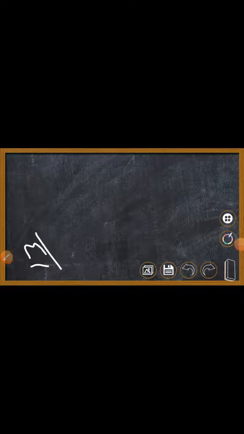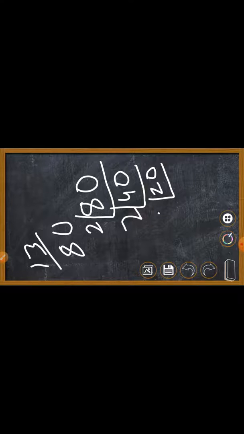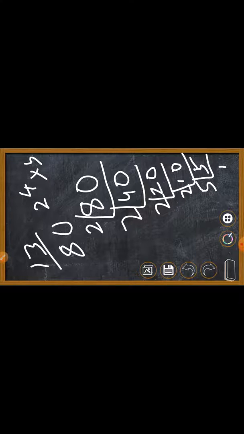So the fraction which we have is 13 by 80. What we are going to do is prime factorize the denominator. If we prime factorize the denominator, 2 40s are 80, 2 20s are 40, 2 10s are 20, 2 5s are 10, 5 1s are 5. So this 80 becomes 2 to the power 4 into 5 to the power 1. So this one is a terminating decimal.